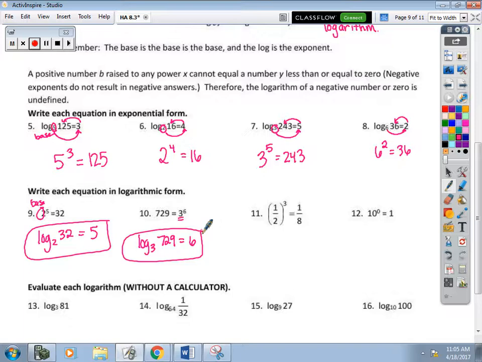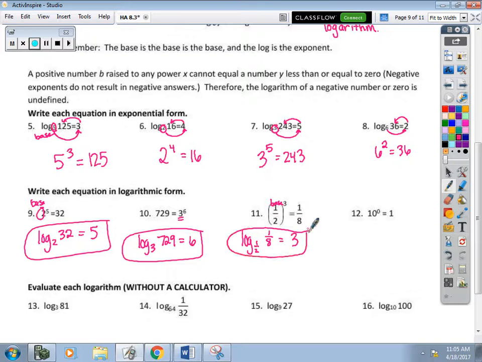Now fractions don't change anything. You can have a log with a fractional base. So this is still the base 1/2. So this would be log base 1/2 of 1/8 equals 3. So that's 1/2 to the third power equals 1/8, which would be true.